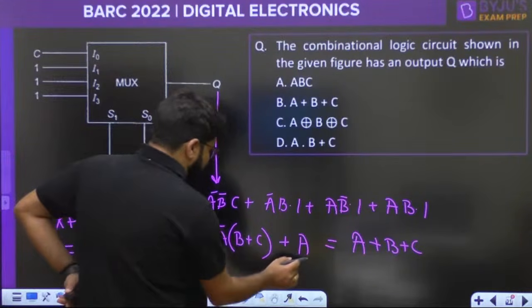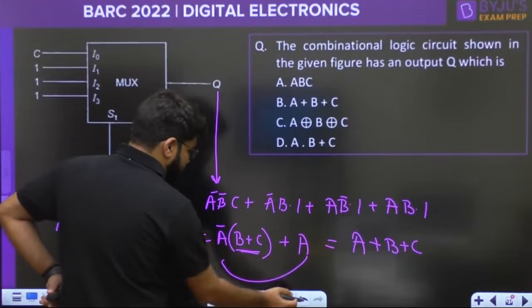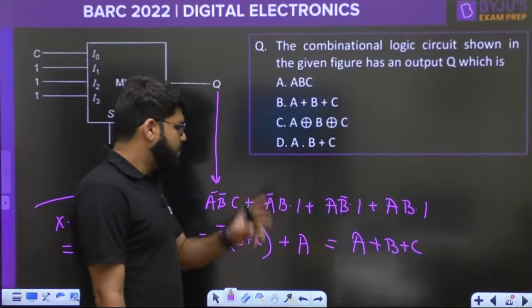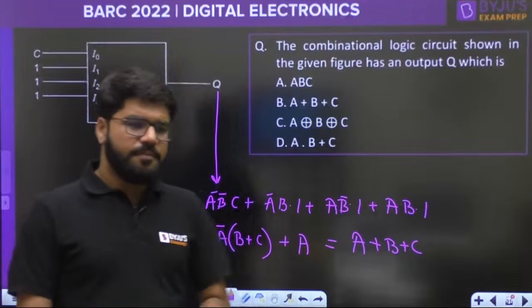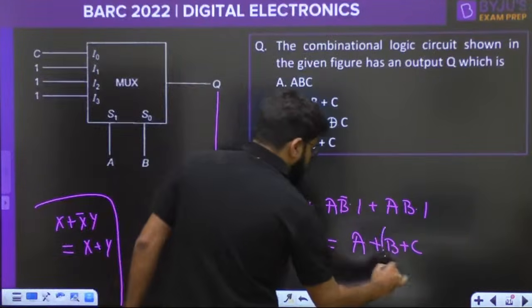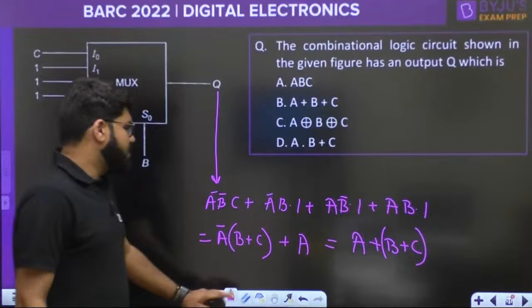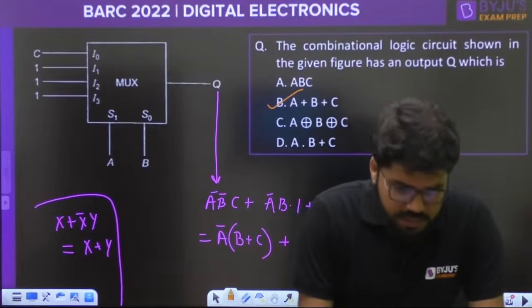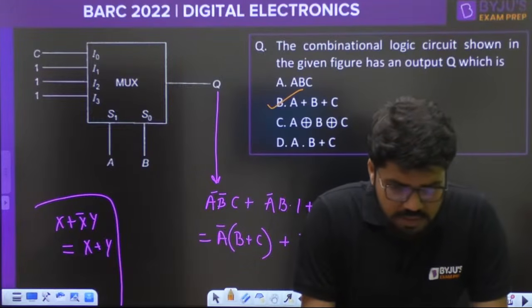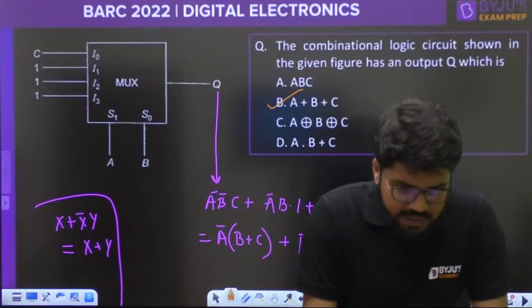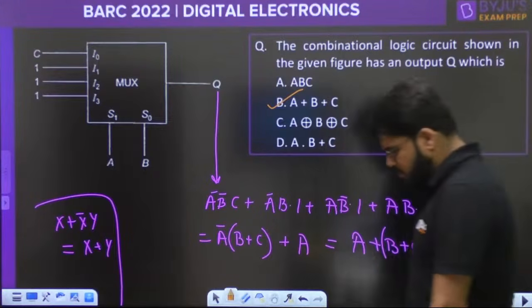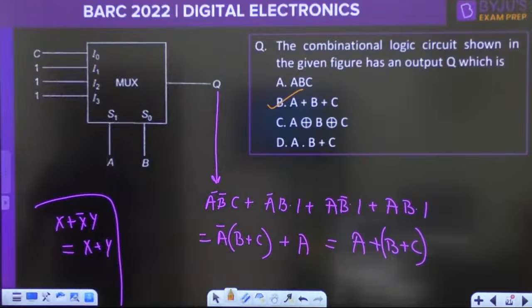So similarly, A plus A bar into suppose X is A plus X directly. So A plus B plus C, that is the answer. Okay, the correct answer should be option number B. For this one nobody in the comment box yet, so people are still trying. I think correct answer is option number B. Seems good. Moving ahead to the next question.